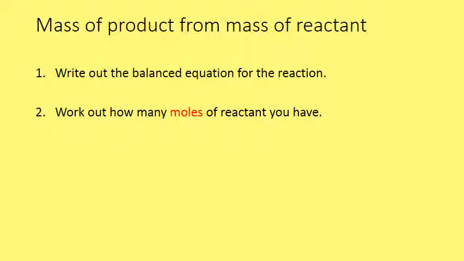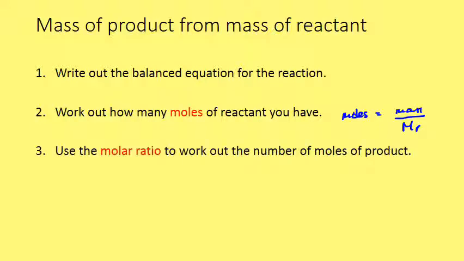And you're going to use the usual moles equals mass over mR. That would usually be the equation you'd use to work that out. And then after you've got moles, you're going to use the balanced equation again to work out the molar ratio. So for example, you might create 2 moles of product for every 1 mole of reactant. And so in this case, your molar ratio would be 1 to 2.